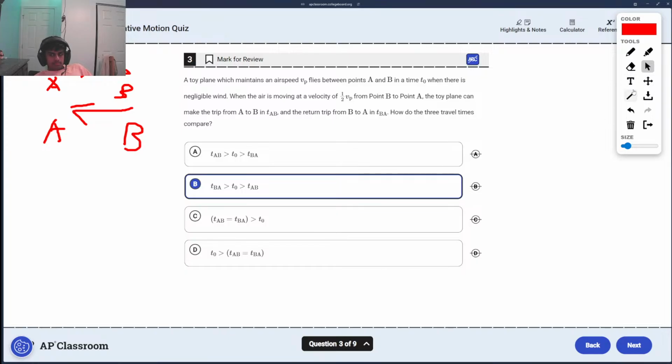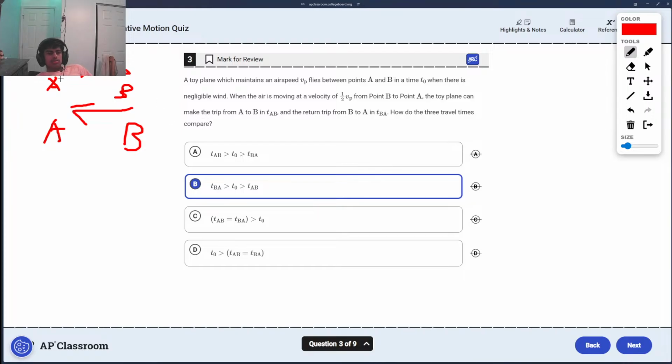Wait, I wasn't doing the question. Okay, when you're doing the question, T0 is the time it goes with no wind. Wait, it's not that. It should be A. I did this yesterday, I got A, and it marked that A is correct. Let me think.